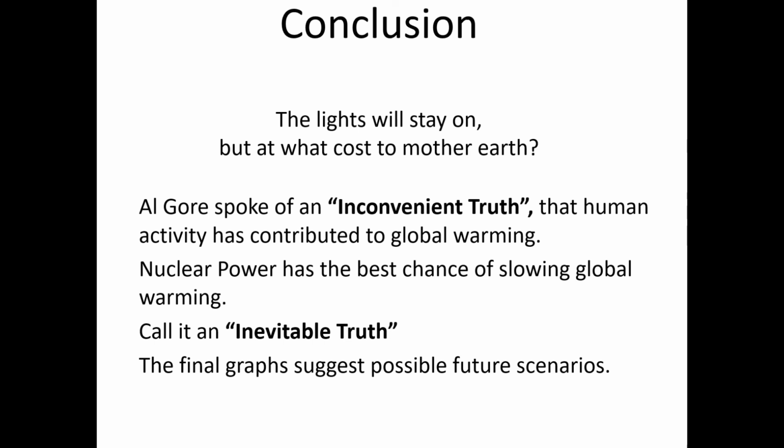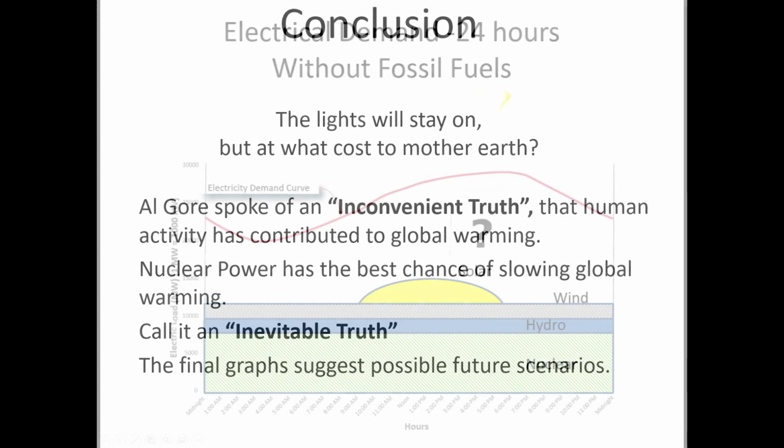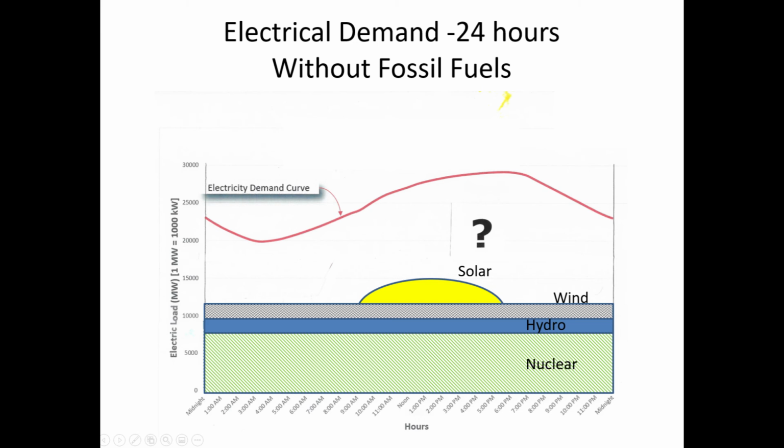Fossil fuels are powerful energy sources that have powered modern society. But the carbon dioxide they produce has presented us with an unsolvable problem. The problems with nuclear power are solvable. The world is doing it. We can too. The final graphs suggest some possible future scenarios.